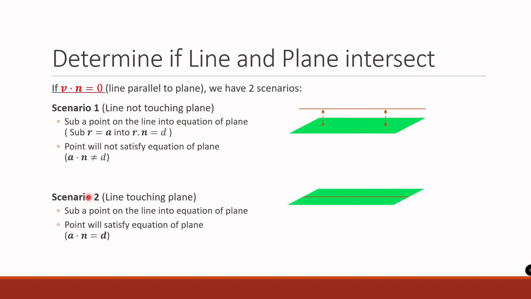Scenario 2, when the line is touching the plane, or I should say the whole line is actually inside the plane. In that case, again I will take any point on the line and substitute it into the equation of the plane. It should satisfy. Again, I'm going to use point a dot n equals d. My fault, d here is a constant, it's a number. It shouldn't be a vector. But you get the idea. Just check whether it's in the plane.